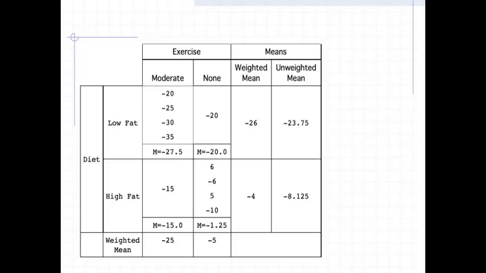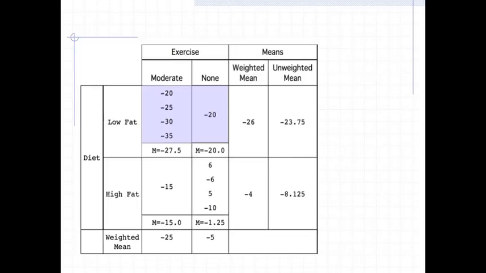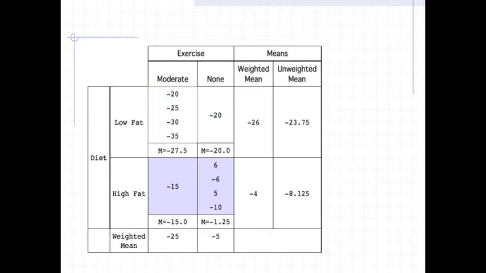Understanding the difference between weighted and unweighted means is critical for understanding how to deal with the confounding resulting from unequal N. We will explain this difference using the data shown here. In this experiment, diet and exercise are confounded because 4 out of 5 subjects in the low-fat condition exercised, as compared to 1 out of 5 in the high-fat condition.